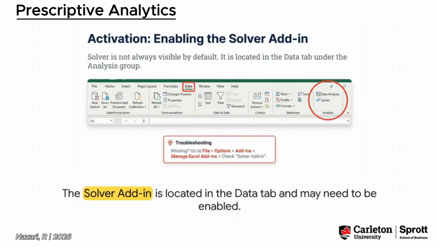Now, before we can solve this puzzle, we need the right tool for the job. And that tool is the Solver add-in. You'll find it in the Data tab, but it's often not enabled by default. If you don't see it, no worries. The slide shows a super quick tip on how to switch it on. It literally takes a second.